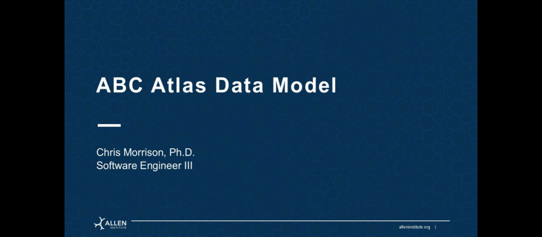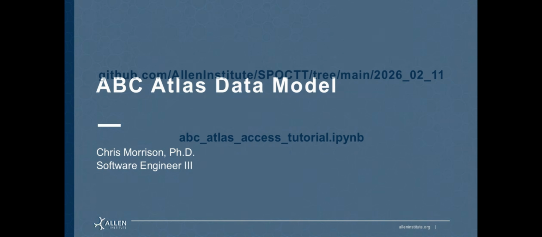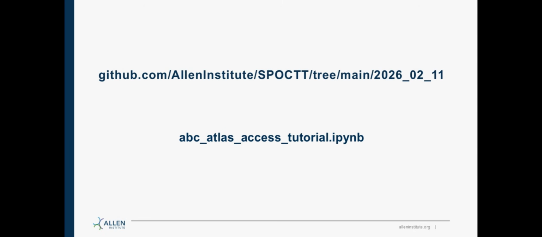Now we'll be joined by Chris Morrison, a software engineer at the Allen Institute. He will be going over the data model used in the Allen Brain Cell Atlas. The notebook that Chris is using can be found on the Allen Institute repository, specifically under SPOCTT, in the directory 2026-0211. The notebook is titled ABC Atlas Access Tutorial.